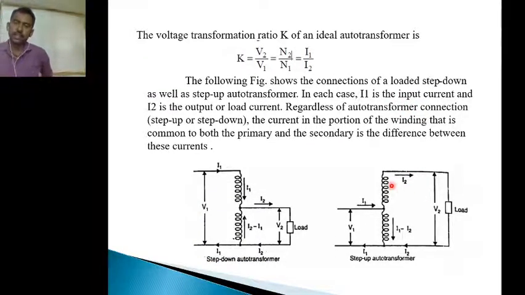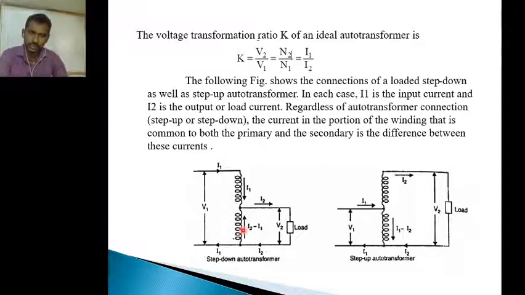So the following diagram shows again the step down transformer and step up transformer. In both the cases I1 is the primary current. For the step up case also the primary current is the same I1, and I2 is the output current or load current in the step down case as well as the step up case. Regardless of the auto transformer connection, either step up or step down, the current in the portion of the winding that is common to both primary and secondary winding is the difference between these two currents.